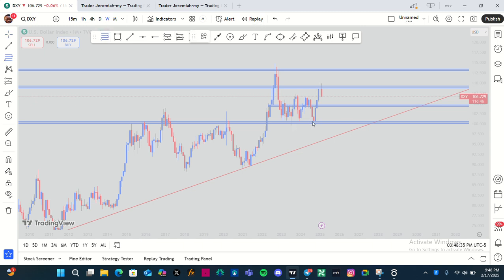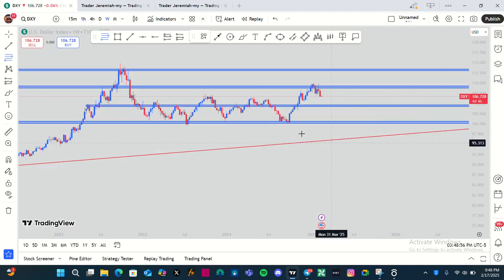So after drawing your key levels on the weekly time frame, there might still be some minor levels on the daily time frame or even the 4 hour time frame. So when you scale down to the 4 hour or to the daily time frame, you will be able to see all those levels clearly.